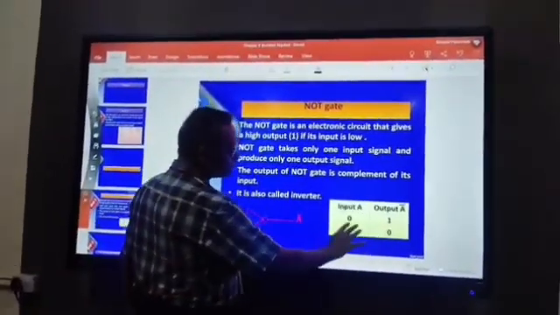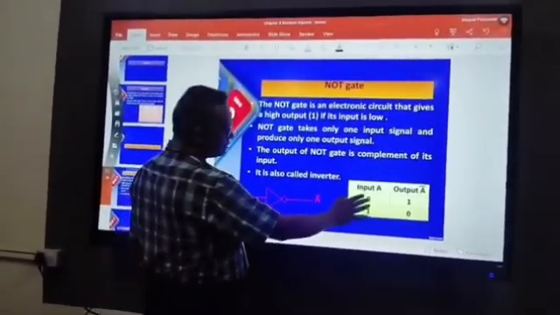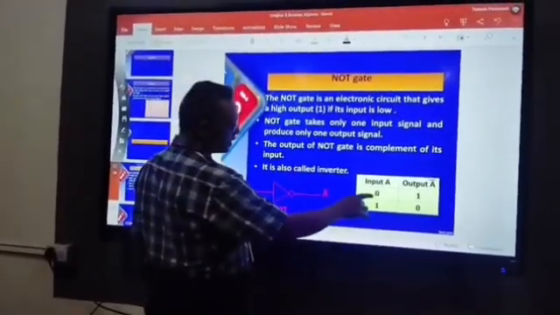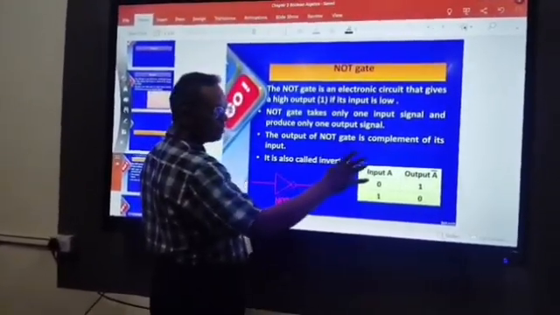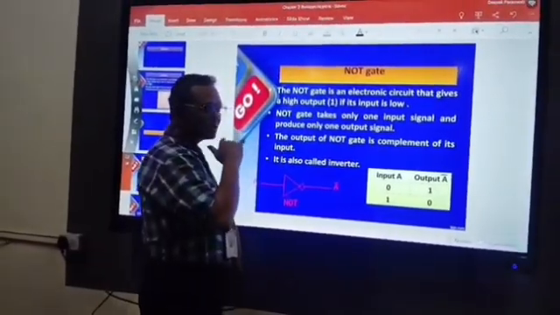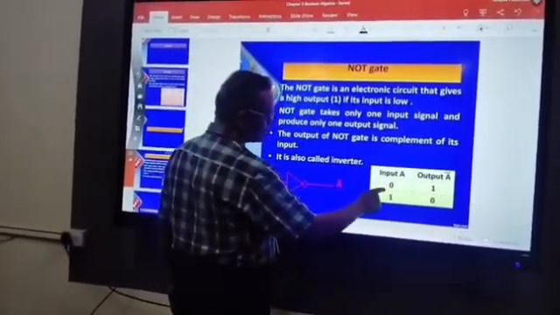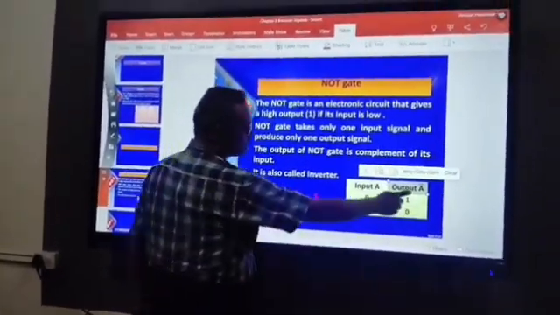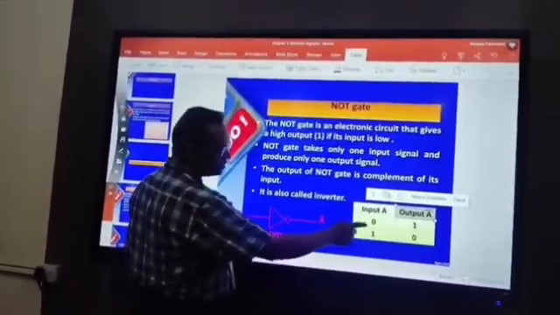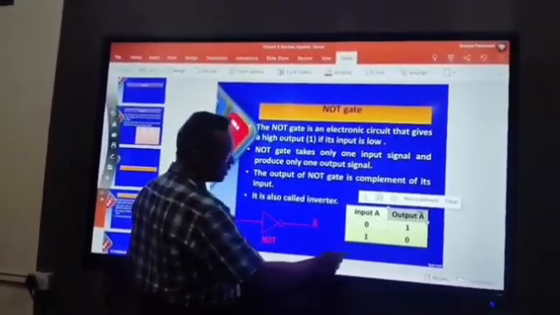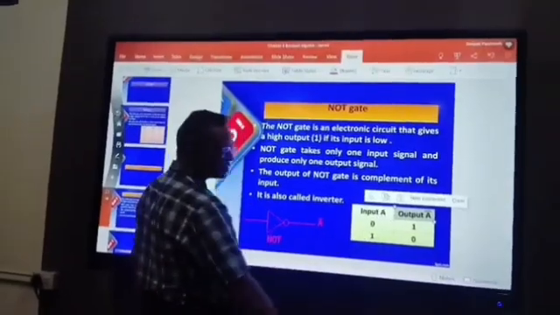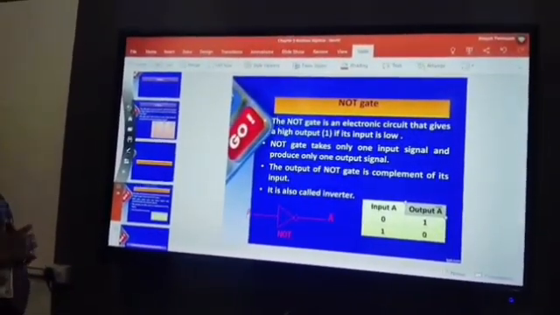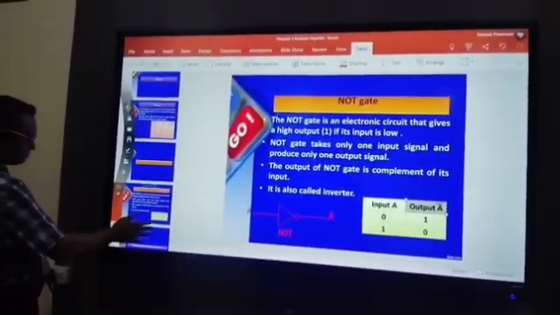This is the simple truth table for the NOT gate. Since there is only one input, there are only two possible combinations, either 0 or 1. 2 power 1 is equal to 2, as per the formula we already discussed. Now the input is 0, the output is 1. Look at the symbolic representation: it is mentioned as A bar, the complement of A. If input is 0, the output is 1. If input is 1, the output is 0. This is the simple information about the NOT gate implementation.